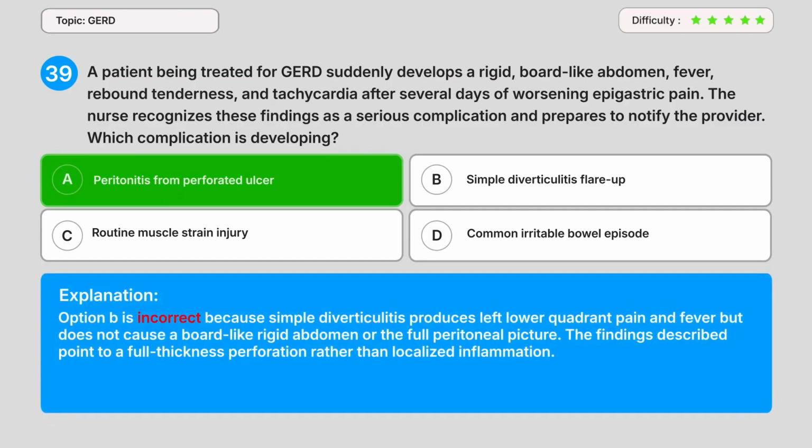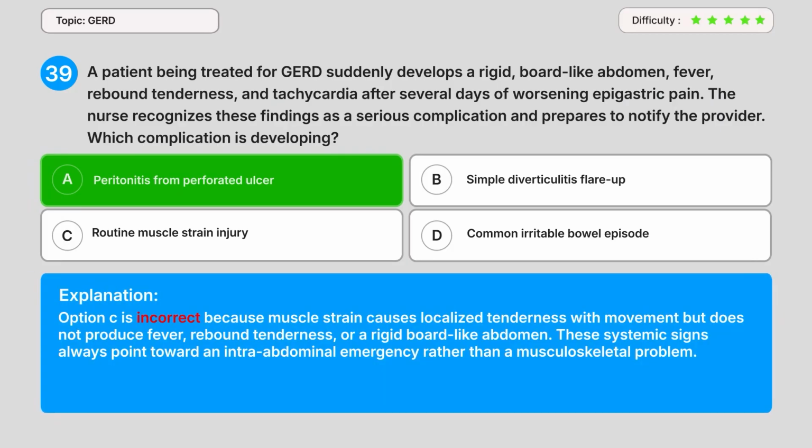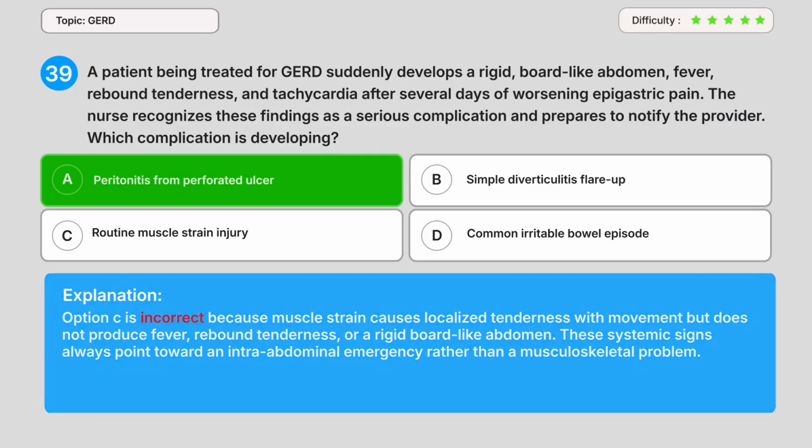Option B is incorrect, because simple diverticulitis produces left lower quadrant pain and fever, but does not cause a board-like rigid abdomen or the full peritoneal picture. The findings described point to a full-thickness perforation rather than localized inflammation. Option C is incorrect, because muscle strain causes localized tenderness with movement, but does not produce fever, rebound tenderness, or a rigid board-like abdomen. These systemic signs always point toward an intra-abdominal emergency rather than a musculoskeletal problem.